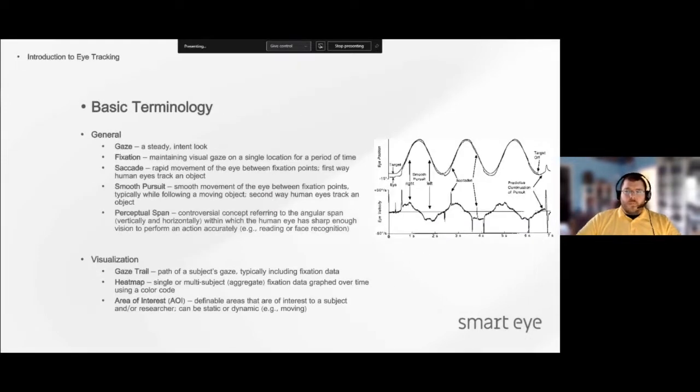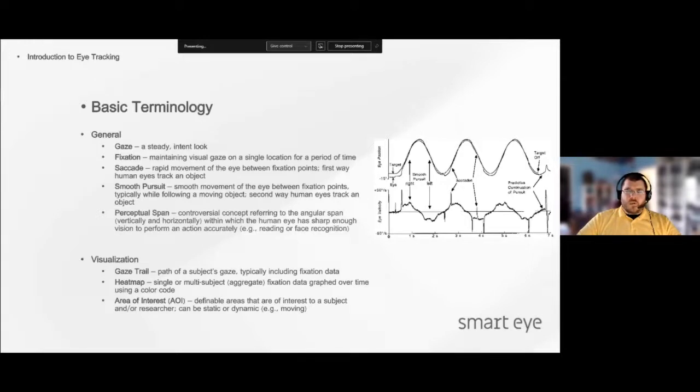So let's cover some common basic terminology that's used in the eye tracking industry. First, the gaze. It's pretty straightforward. It's just a steady, intent look. A fixation. This is a gaze that's held for a period of time and typically within a bounded area. We have saccades, and these are rapid, jerky movements of the eyes. And these are common when the eyes do not have a moving object to track.